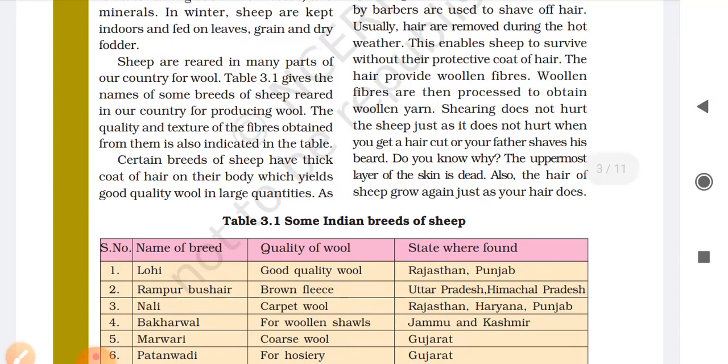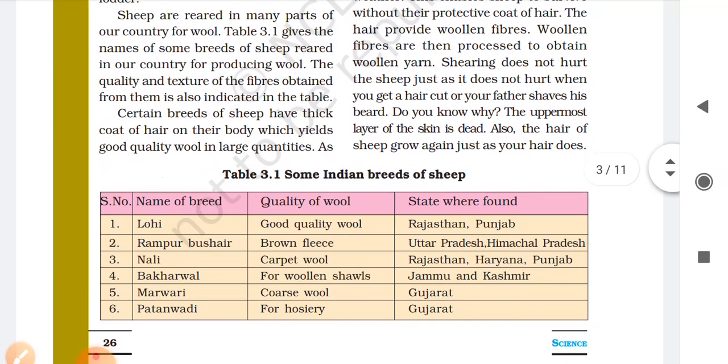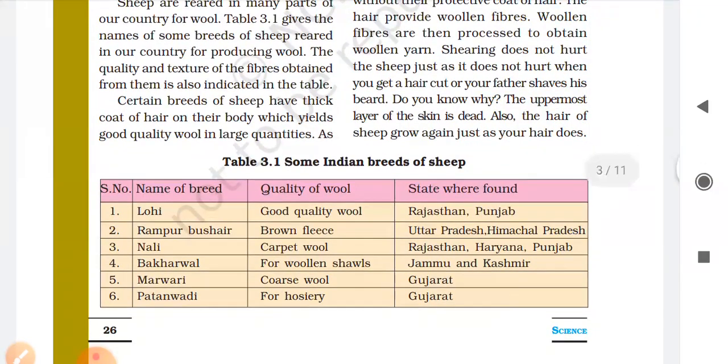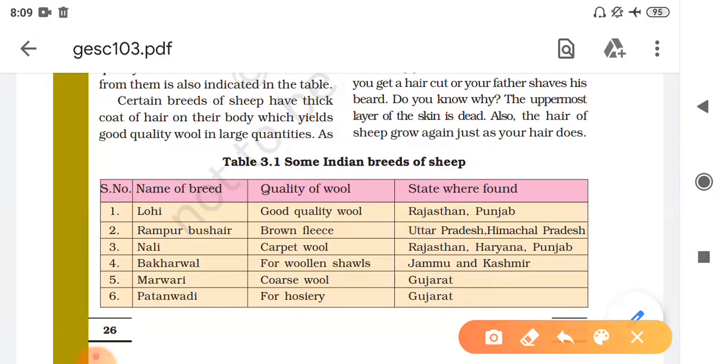Shearing does not hurt the sheep, just as it does not hurt when you get a haircut or your father shaves his beard. Some Indian breeds of the sheep are shown in the table. You can see here some of the breeds, like Lohi, good quality wool which is available in Rajasthan. We all have understood about this kind of good quality wool. Let us check again.